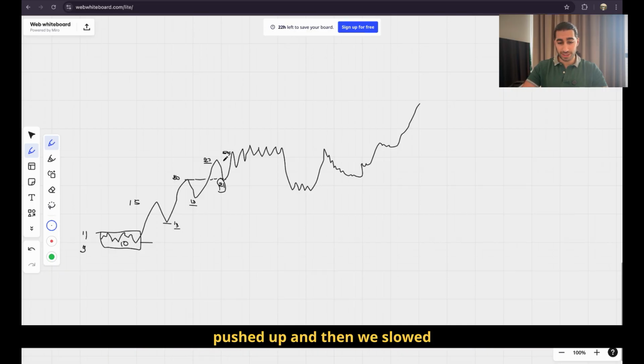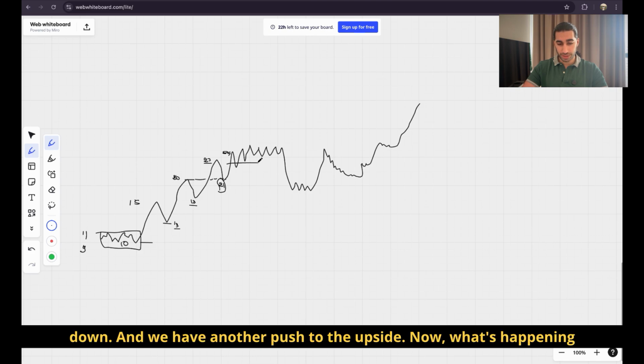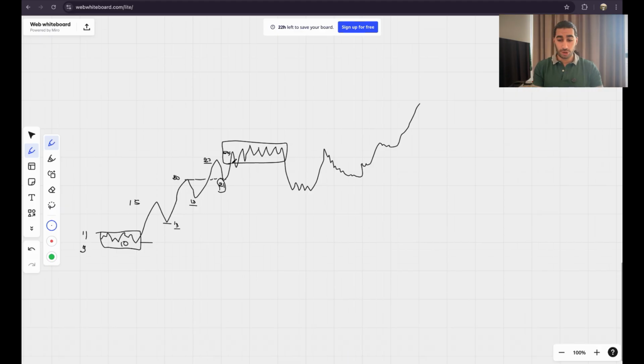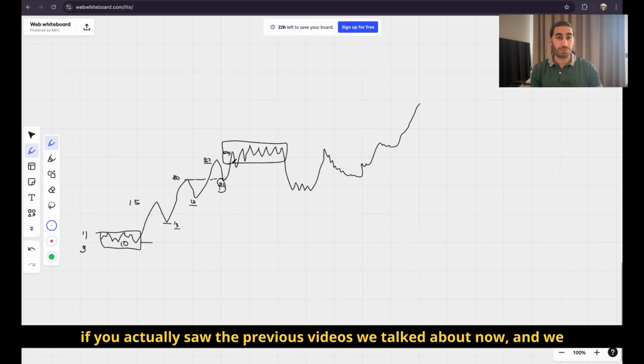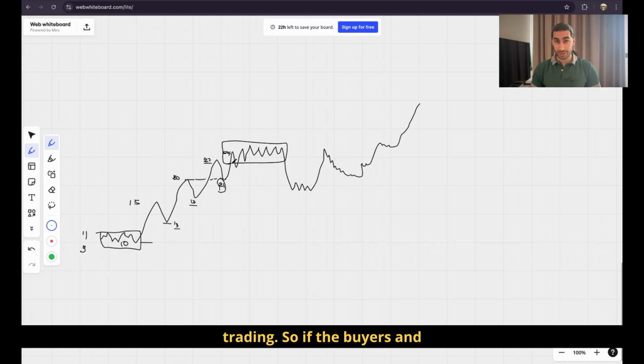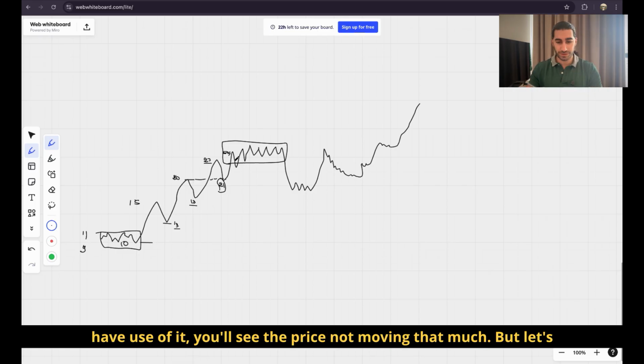We pushed up and then we slowed down and we have another push to the upside. Now what's happening here is very simple to understand if you saw the previous videos where we talked about consensus price. A consensus price is basically the fair value of the asset you're trading. If the buyers and the sellers, quote unquote, market participants, are happy with the price of that asset because they have use of it, you'll see the price not moving that much.